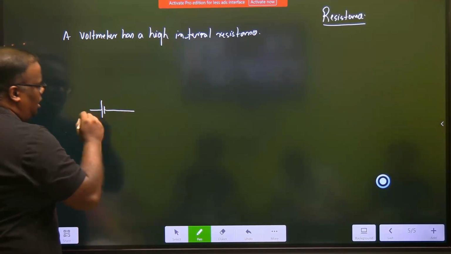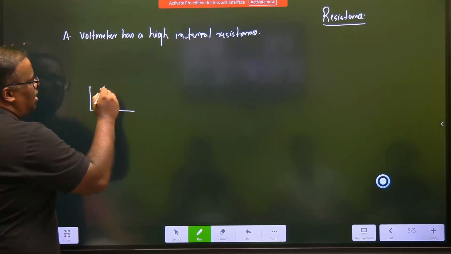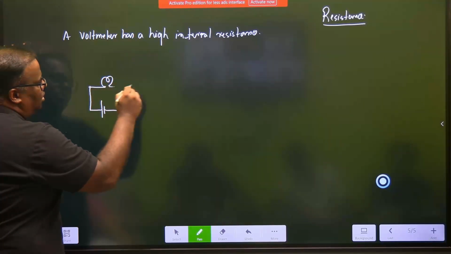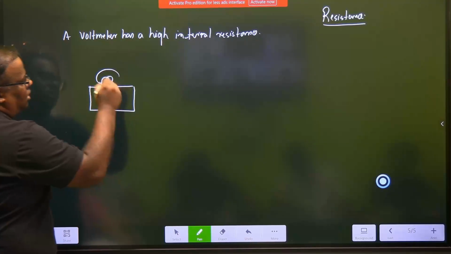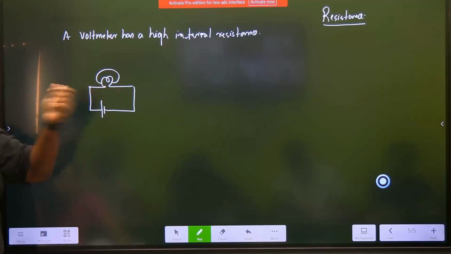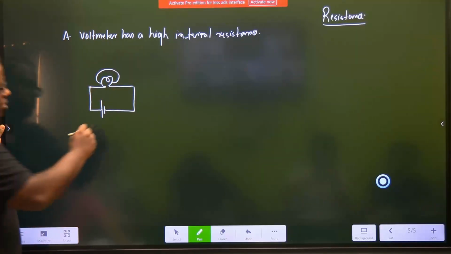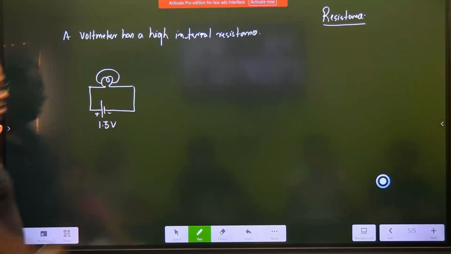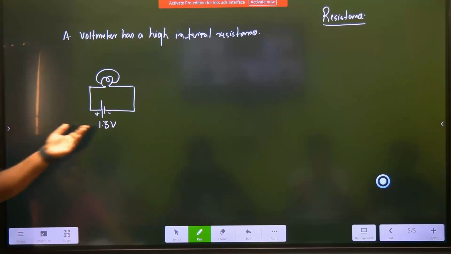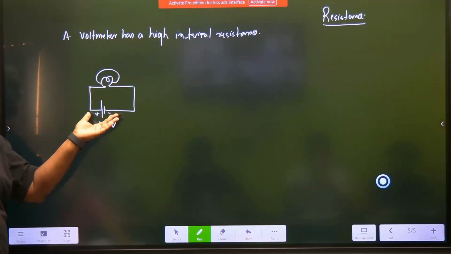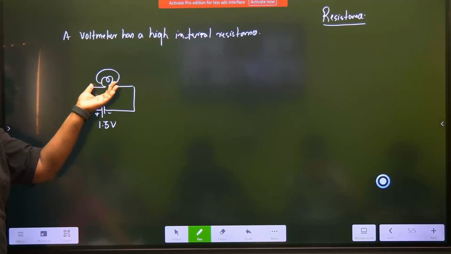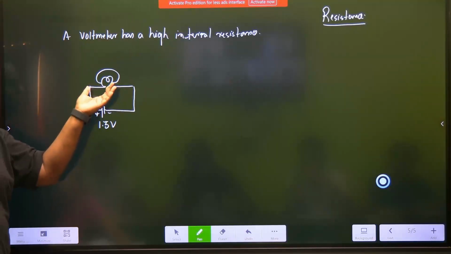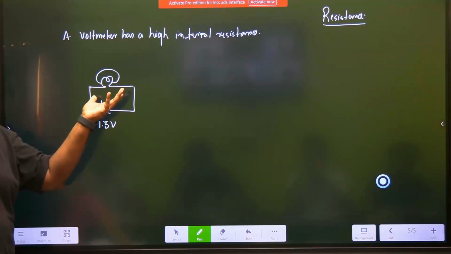Say I have a cell, a very simple circuit I am designing. I have connected it to a bulb. This is my simple circuit. There's a cell which is connected to a bulb. Now, this cell is commercially available as 1.5 volt. This is plus and this is minus, right? The potential difference across the cell is 1.5 volt. And across this potential difference I have connected this bulb. Ideally, the bulb should also be sensing 1.5 volts only, right?